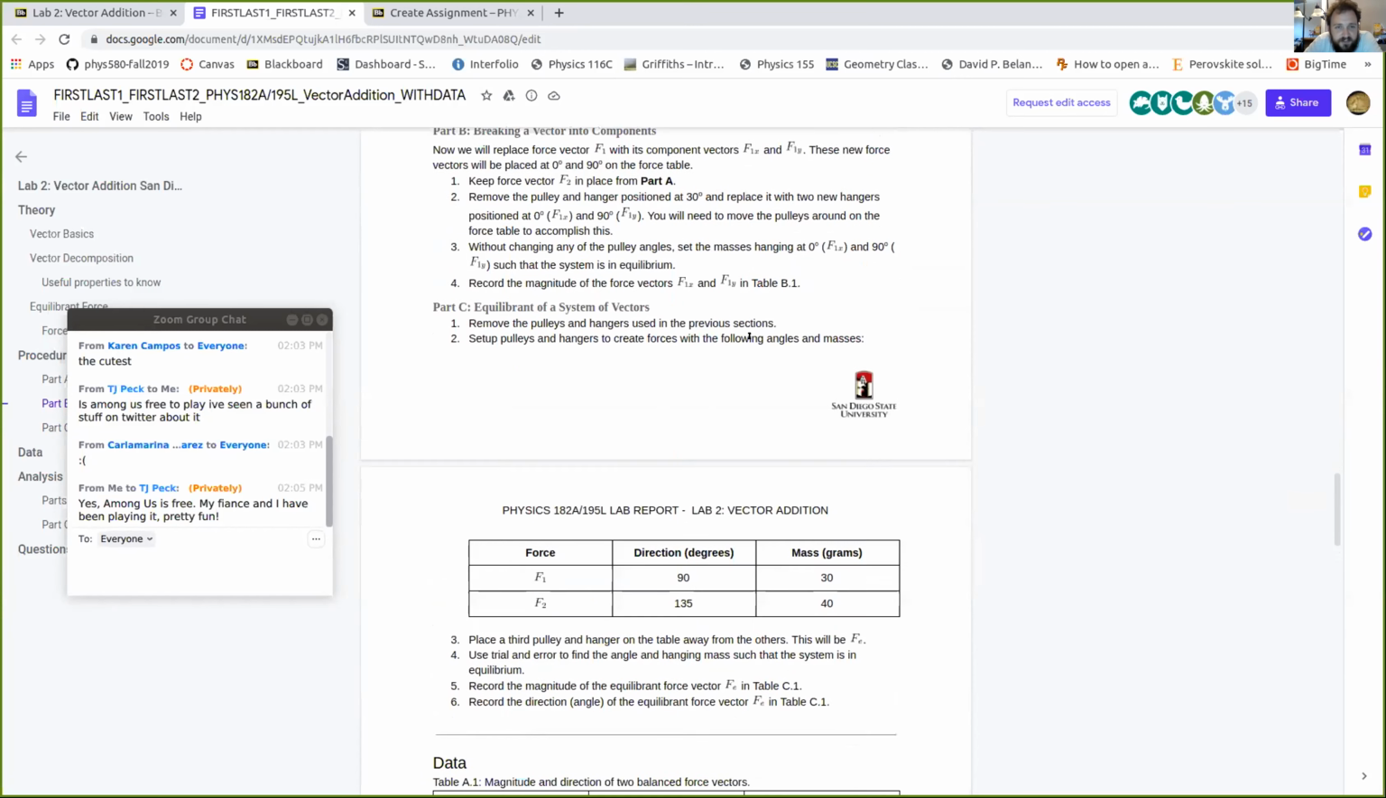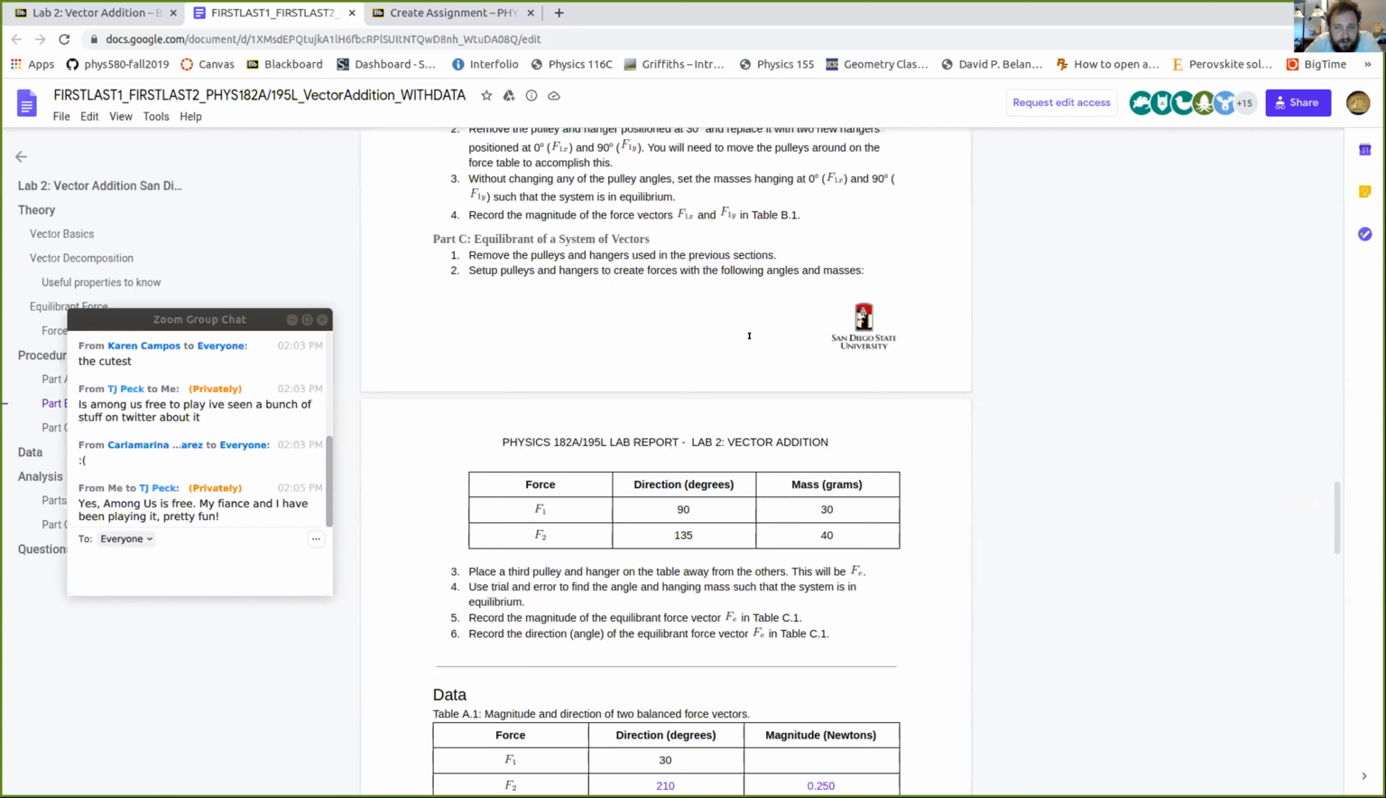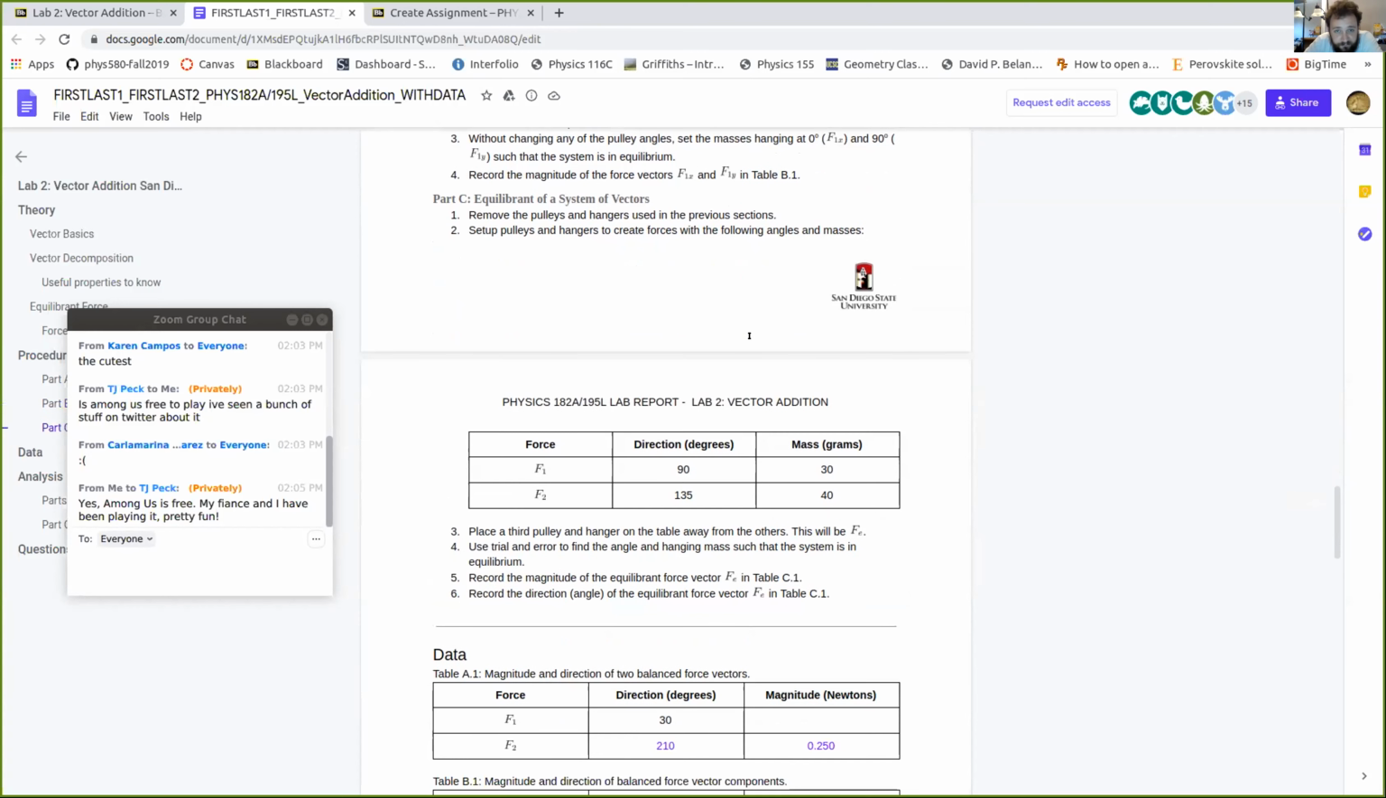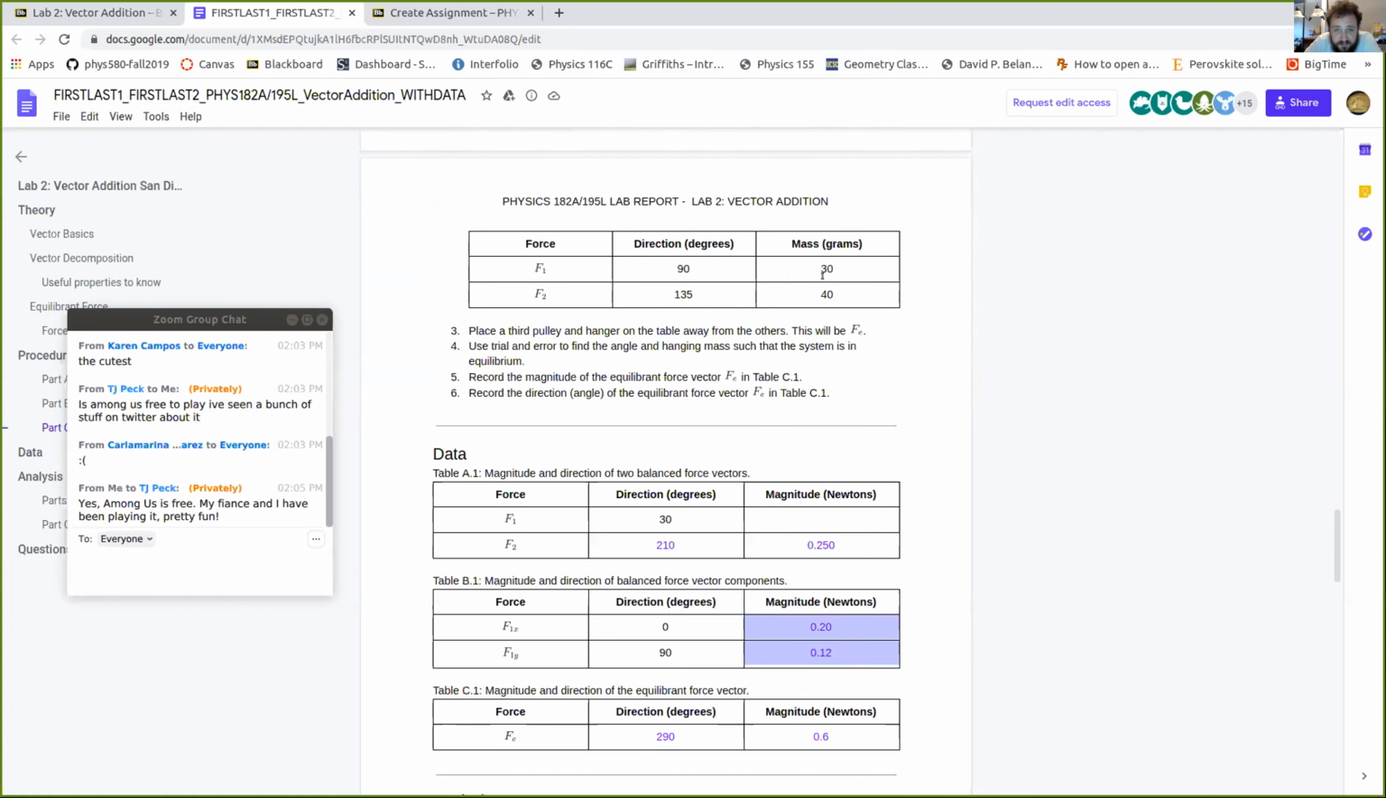Okay. Part C, equilibrium of a system of vectors. So this is the part that actually really matters. Remove the pulleys and hangers, set up pulleys and hangers to create forces at the following angles and masses. This is the part that actually matters. You have, at 90 degrees, a 30 gram mass, and at 135 degrees, a 40 gram mass. You're going to convert those things into newtons, okay?